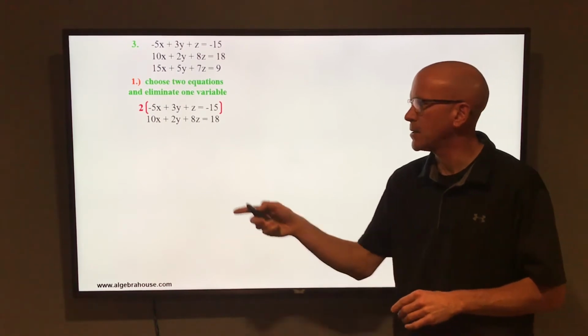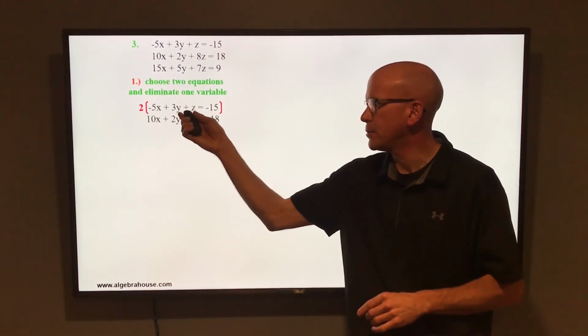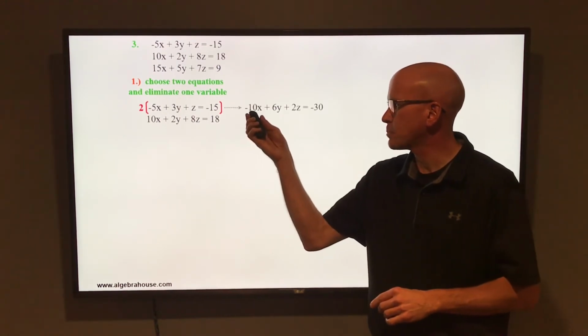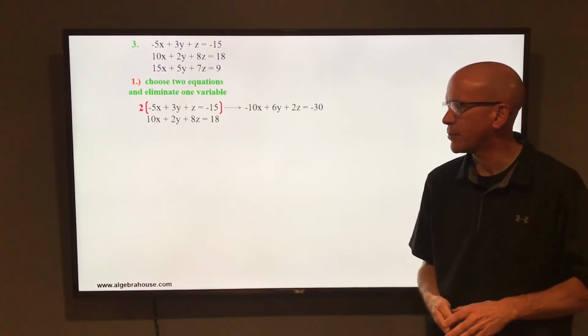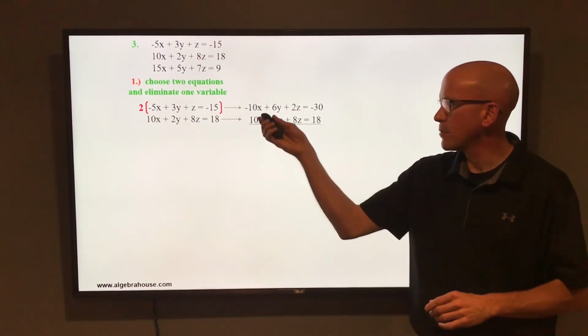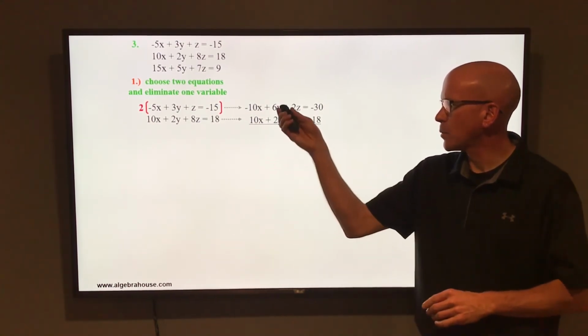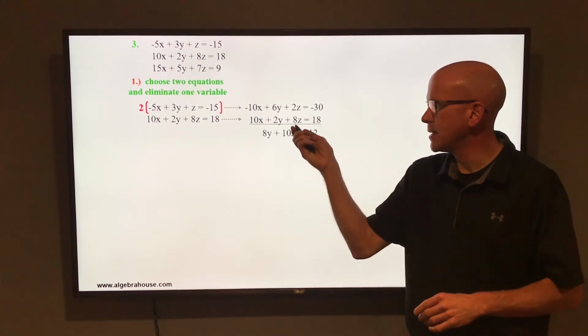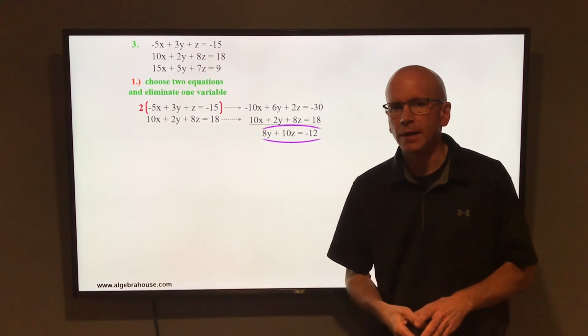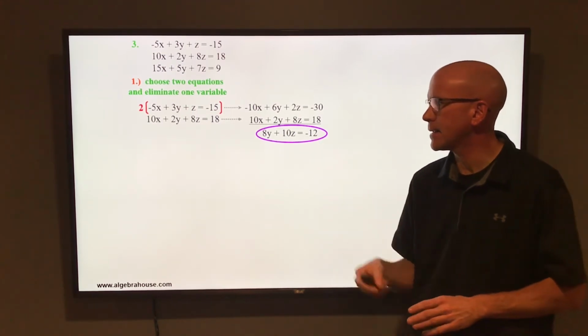So if you take the top by 2, make sure you multiply each term by 2, including what's after the equal sign. So take the top by 2, get negative 10x plus 6y plus 2z equals negative 30. Bottom equation then stays the same. If you add those together, the x's will be eliminated. 6y and 2y, it's 8y. 2z and 8z, that is 10z. And negative 30 and 18, that is negative 12. Circle that, mark it somehow, because you're going to be using that in a little bit.